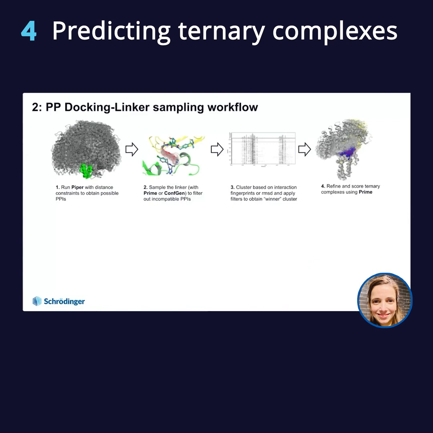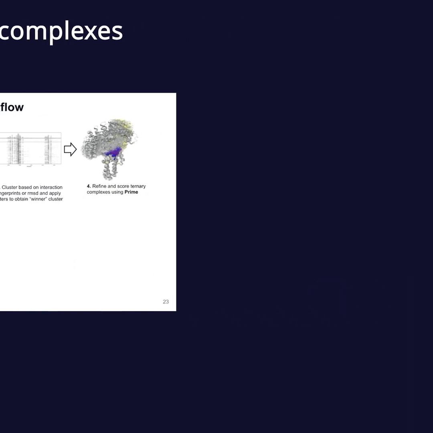For workflow number 2, which we call protein-protein docking followed by linker sampling, this method is very different, but the outcome would be the same: to generate ternary complexes. Here we start by running Piper with distance constraints to obtain possible PPIs between the E3 ligase bound to the warhead and the target bound to the warhead. After we obtain this very large ensemble, we sample the linker either with ComGen or Prime, and many PPIs will be filtered out in this step because they are incompatible with that particular linker. After this step, we will cluster the ensemble, and we can either do it with interaction fingerprints or RMSD, and then we will select what we call the winner cluster, based on certain rules that we found empirically. And then we will refine and score ternary complexes using Prime.